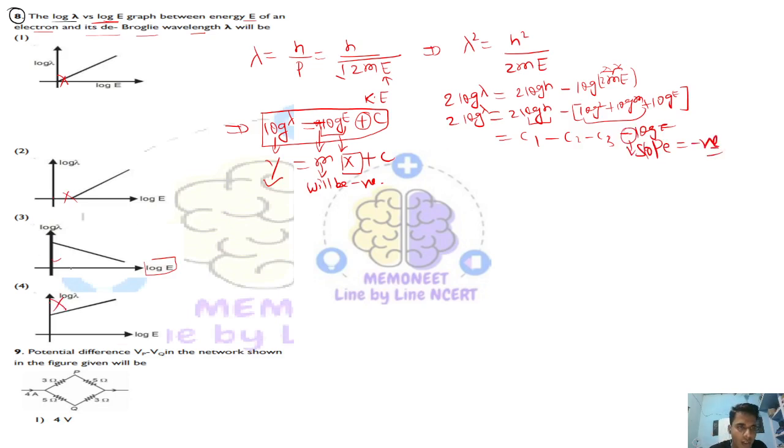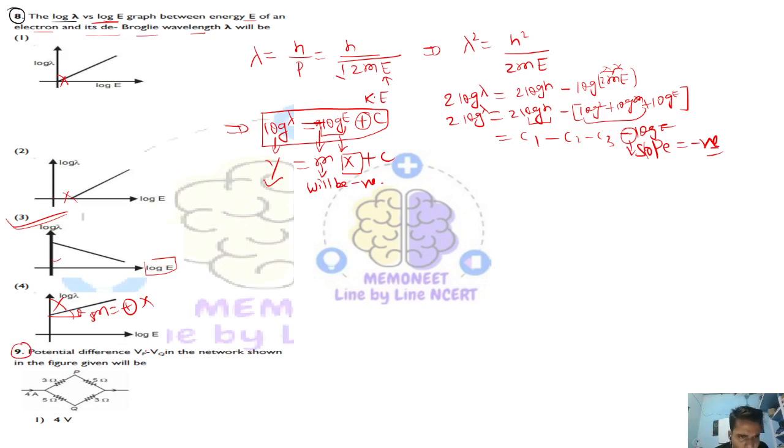So this can't be your answer because the slope is positive. So the correct answer will be option number 3, the slope is negative. So you have to also take care of the slope about it. Now moving to the next question.